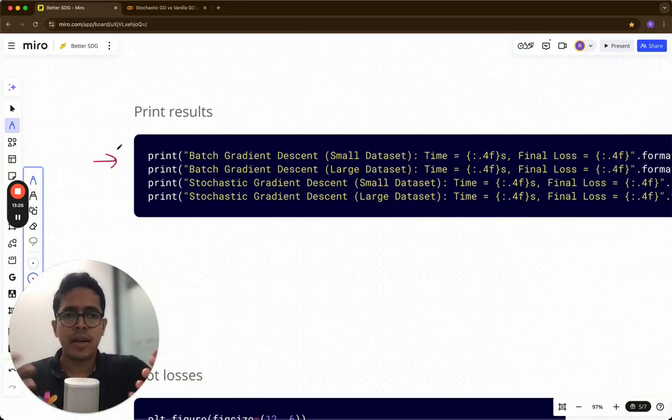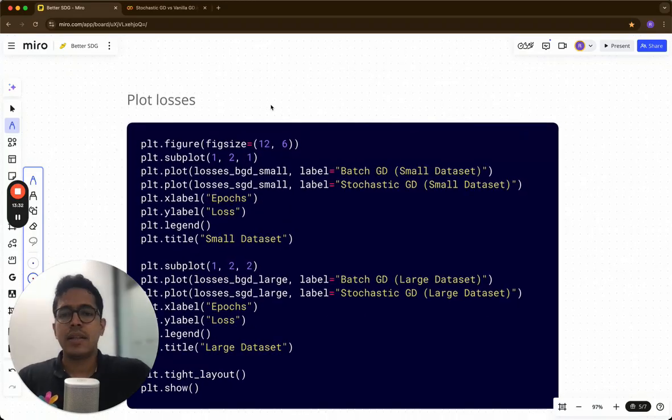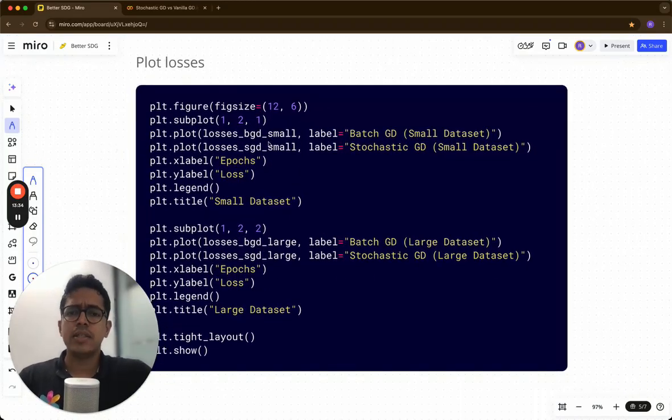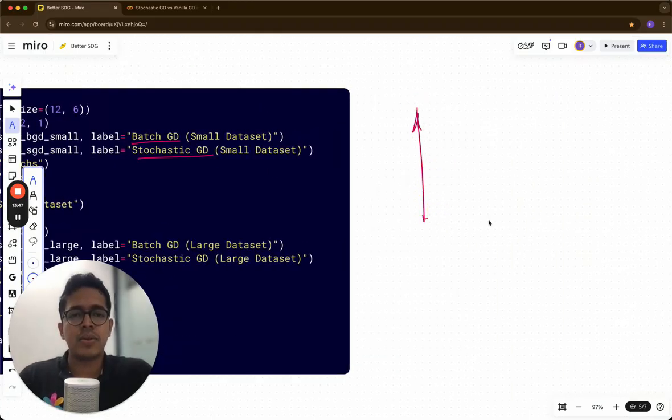I hope you are understanding this is a fairly straightforward code, so that's why I'm not spending too much time on this. Then finally we are plotting the losses for the large data set and small data set to compare batch and stochastic gradient descent for both data sets. What is the difference in the loss iteration-wise for batch gradient descent and stochastic gradient descent? So this graph should look something like: initially the loss is large and then it's small.